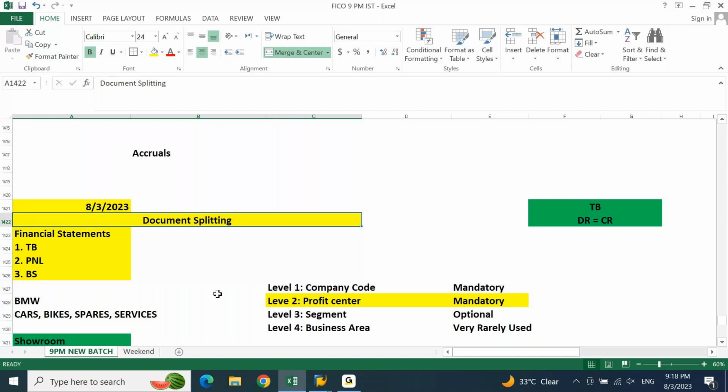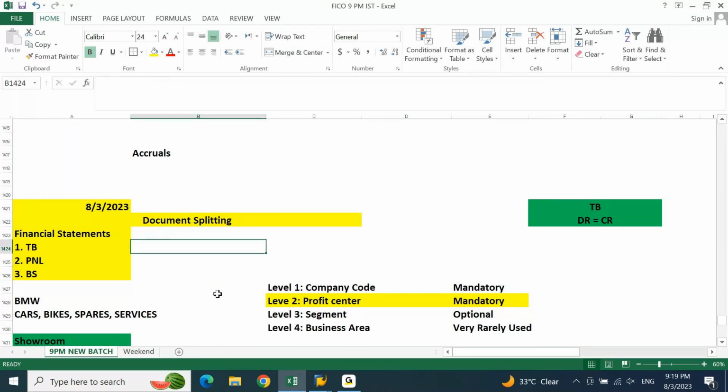Normally, to answer your question, what is the whole idea of doing this document splitting? You want to prepare a financial statement, correct? When you prepare a financial statement, are you going to prepare it with the main ledger or with the subledger? My question is, why can't we implement without maintaining any ledger at the master level?